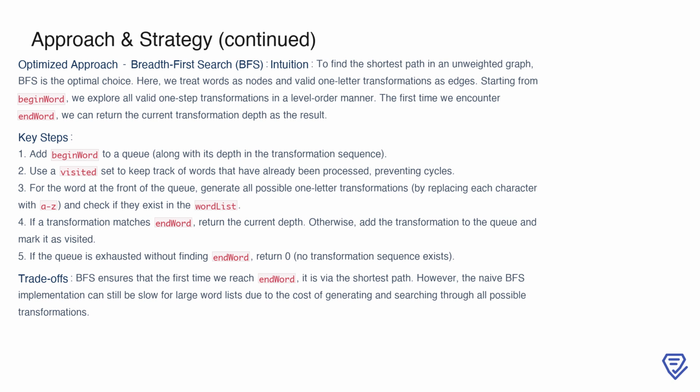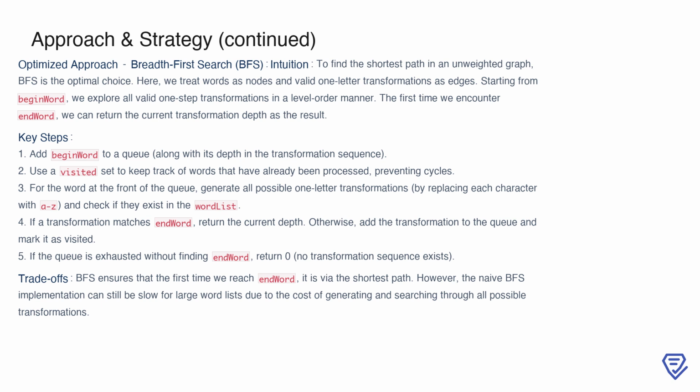The intuition behind BFS is that it's ideal for finding the shortest path in an unweighted graph. In this problem, we can think of words as nodes and valid one-letter transformations as the edges connecting them. Starting with the begin word, we explore all valid one-step transformations in a level order manner.